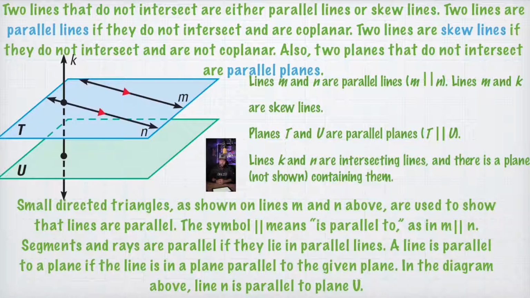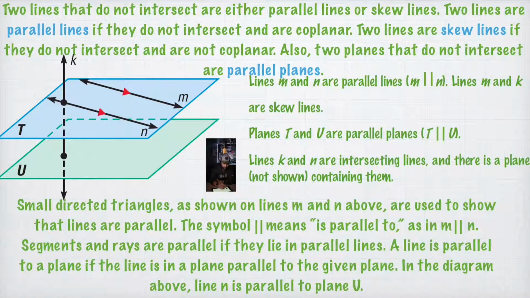Two lines that do not intersect are either parallel lines or skew lines. Two lines are parallel lines if they do not intersect and are coplanar. Two lines are skew lines if they do not intersect and are not coplanar. Also, two planes that do not intersect are parallel planes. So, here they give us a few examples of parallel lines and skew lines, parallel planes, and so on. So let me go ahead and break this down to you real quick.